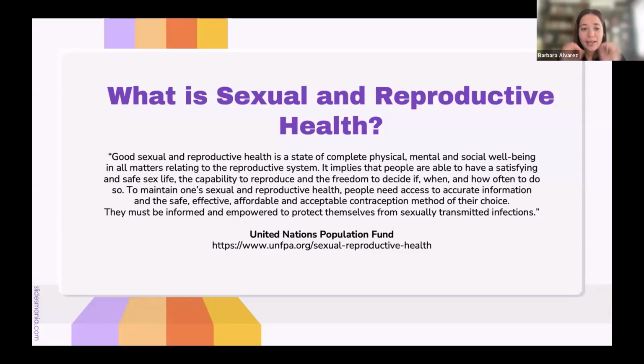I wish I could bold that. And the safe, effective, affordable, and acceptable contraception method of their choice. So this is about safety, complete wholeness, and also it incorporates accurate information.